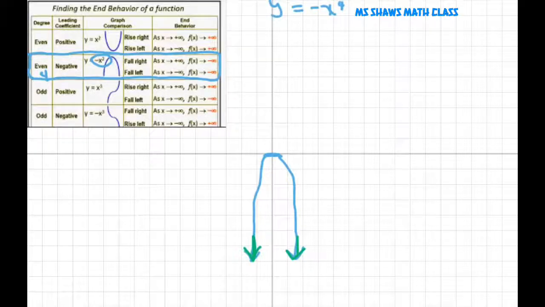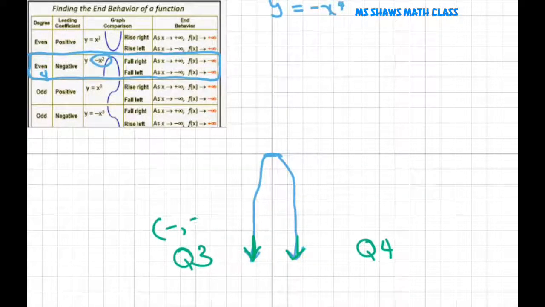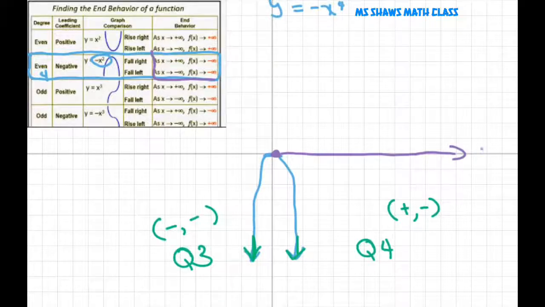Now what this means is that we graph from left to right, that we're starting in quadrant 3 and ending in quadrant 4. In quadrant 3, both my x and y values are negative. In quadrant 4, my x values are positive and my y values are negative. So what this means, this part right in here, is x values get larger and larger from 0. My y values will be getting smaller and smaller from 0. And that puts us in quadrant 4.